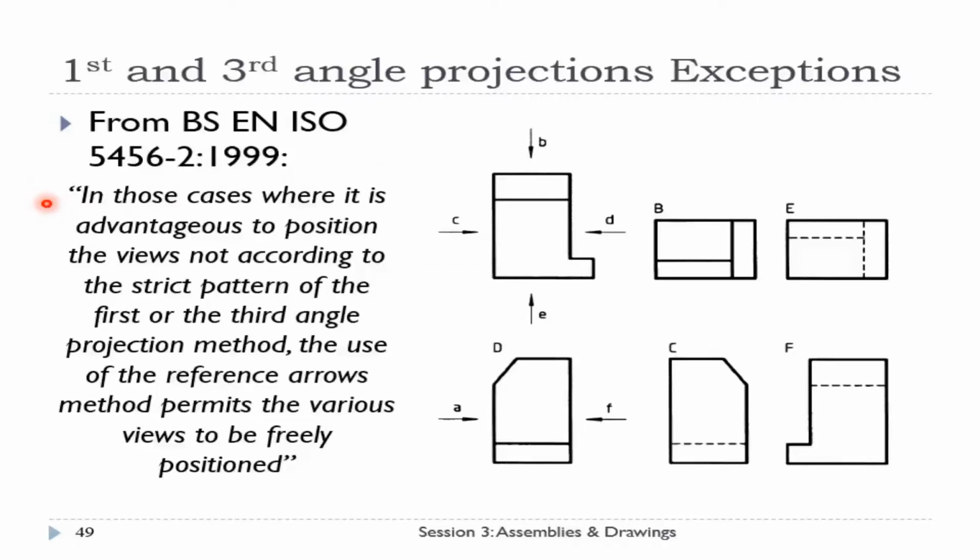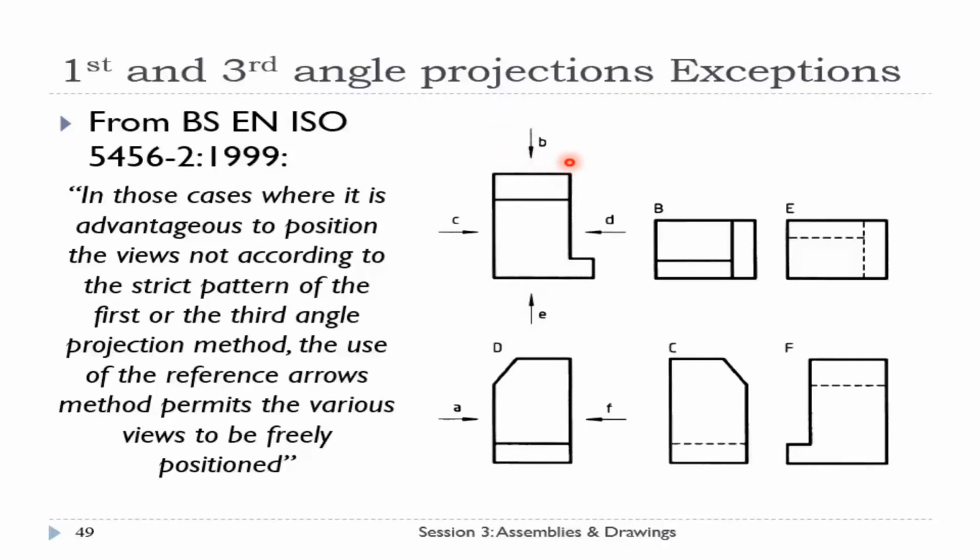So there is a quote from a standard referred to in BS 8888. It says, in those cases where it is advantageous to position the views not according to the strict pattern of the first or the third angle projection method, the use of reference arrows method permits the various views to be freely positioned. So what does that mean?